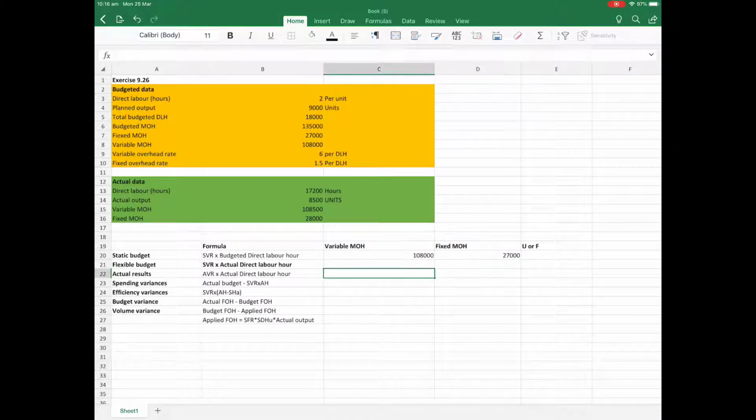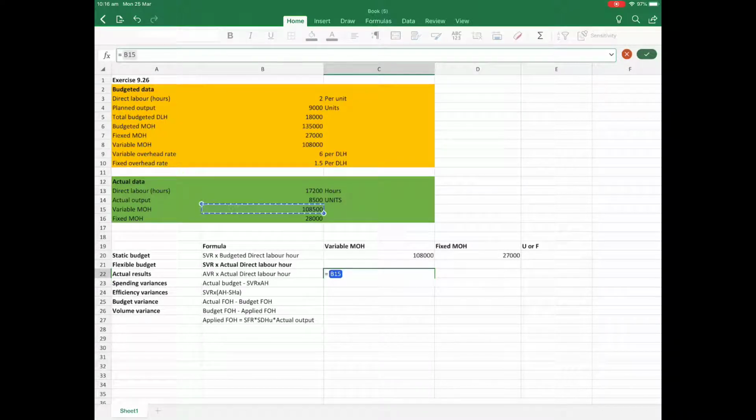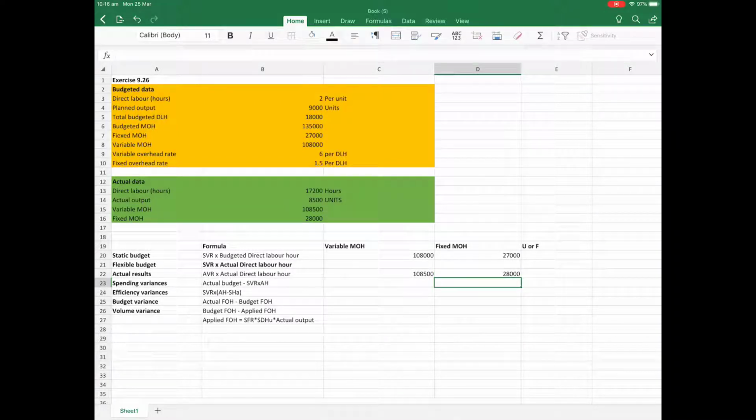We do the actual first because actual is ready. We just pick from the green box. For variable overhead, that is this amount, and for fixed overhead, that is this amount.